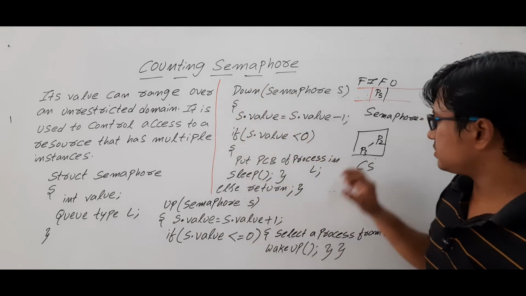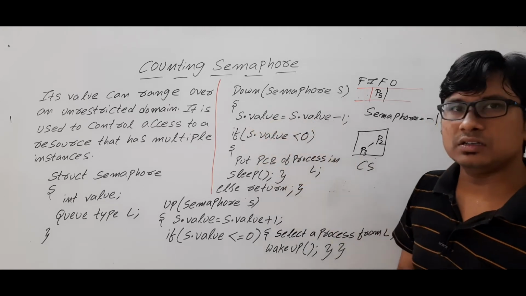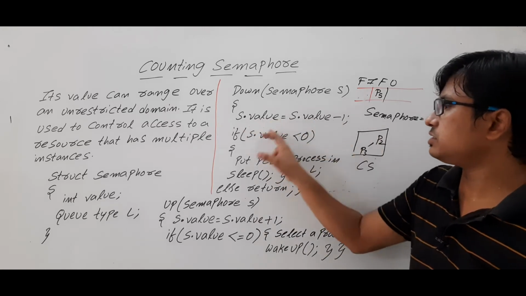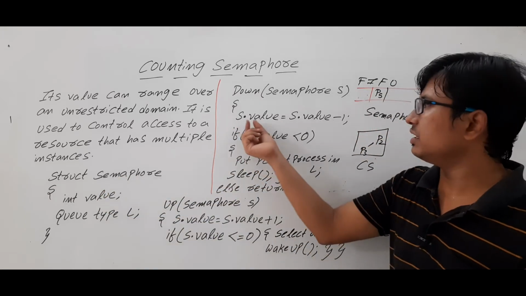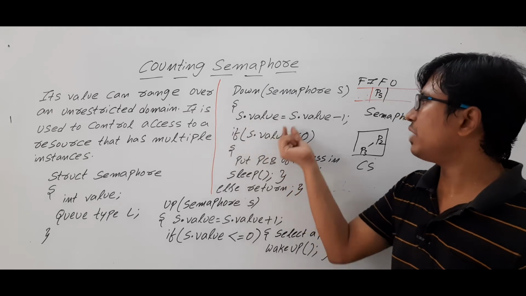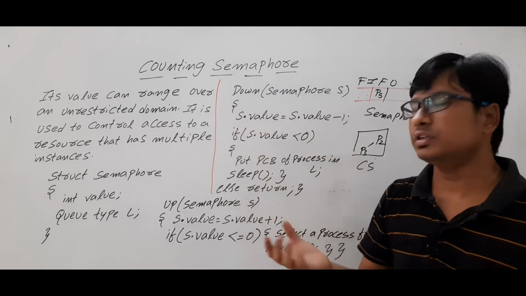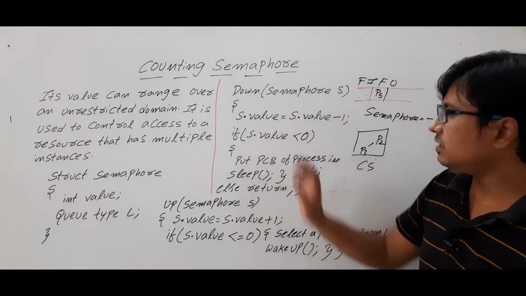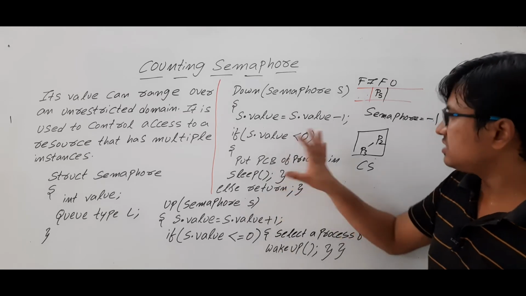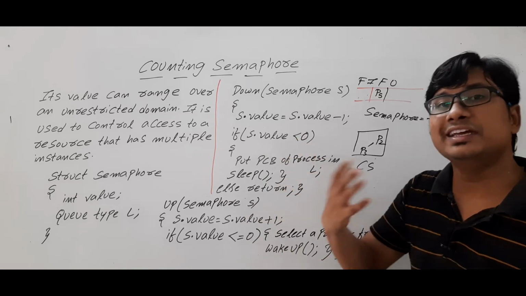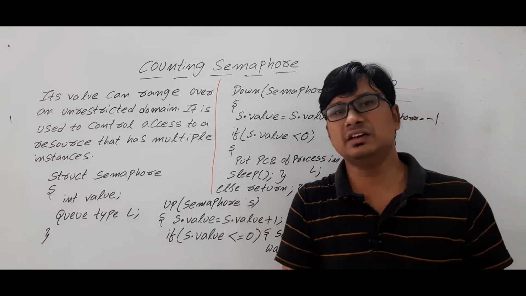Whenever the process wants to enter into the critical section, it will decrement the counting semaphore value by 1. So s.value, as it is a structure, you are accessing with a structure variable. So s.value = s.value - 1. You are decrementing the counting semaphore value by 1. And then you will check if the counting semaphore value is less than 0. If it is less than 0, then the critical section is full. Are you able to understand? There is no vacancy in the critical section.